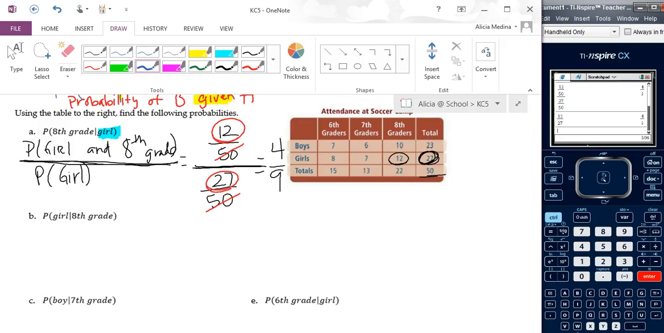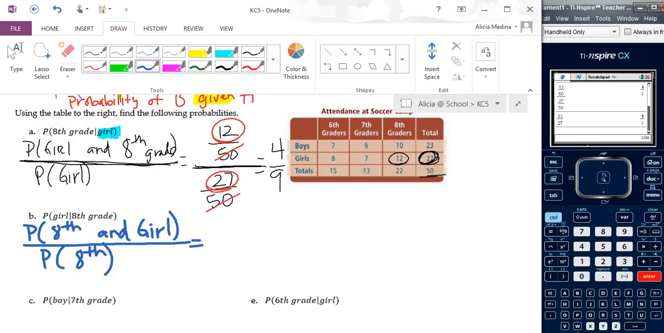Alright, so the top is going to state the probability of 8th graders and being a girl. But this time, my given is that I'm only looking at my 8th graders now. I've separated them by grade, and then I am trying to figure out what each of them is. So what is the probability of being an 8th grader and a girl? 8th grader and girl is still going to be 12. So I have my 12 over 50.